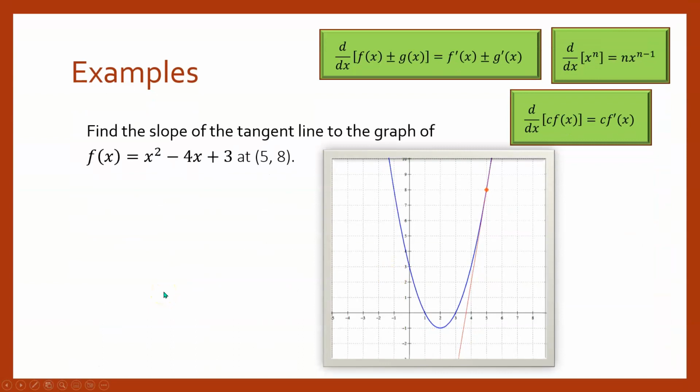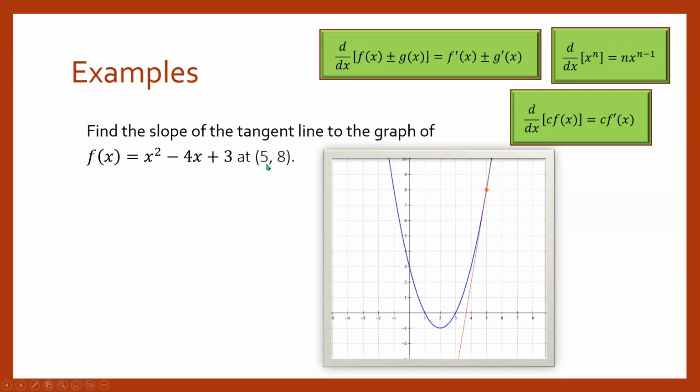So suppose we want to find the slope of the tangent line to the graph of the function f of x equals x squared minus 4x plus 3 at the point (5, 8). Now, since the derivative does give us the slope of the tangent line, this amounts to finding the derivative of this function at the point where x is 5.